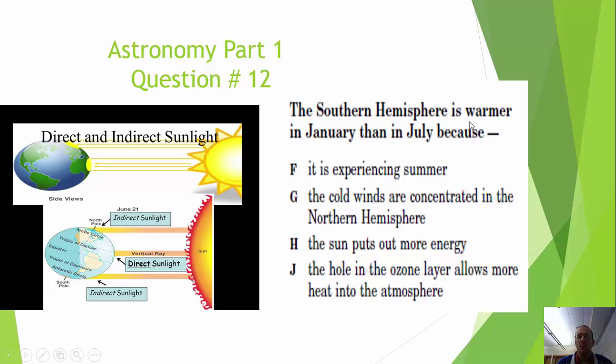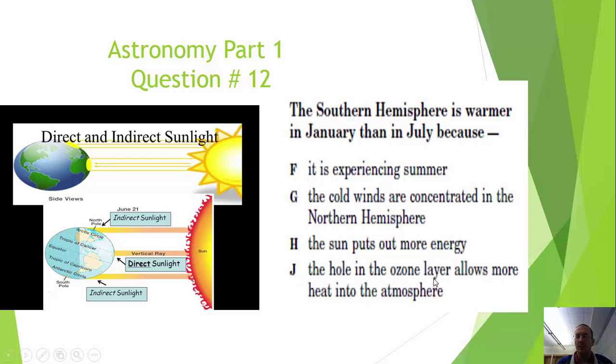The southern hemisphere is warmer in January than in July because, is it experiencing summer? It might make sense if it's warmer then. The cold winds are concentrated in the northern hemisphere. Really doesn't make too much sense at the current moment. Let's keep looking through. The sun puts out more energy. The sun puts out pretty much the same amount of energy daily. It just depends on the amount of direct versus indirect sunlight, which we've talked about a couple times. Direct sunlight means that it's very intensified and very localized and it's not spread out.